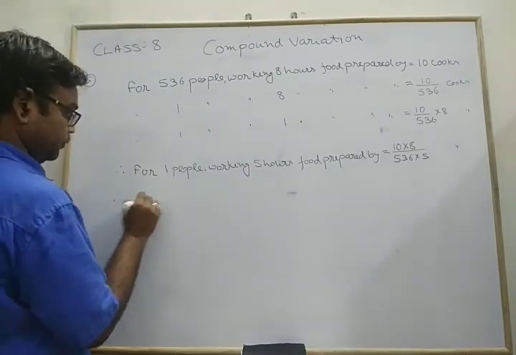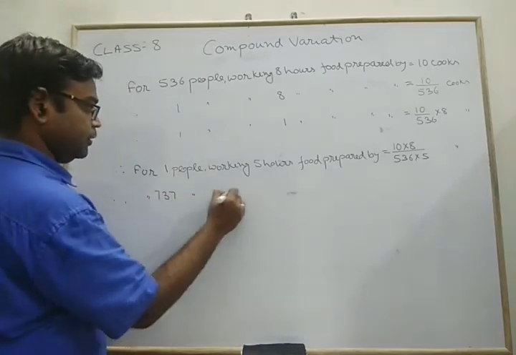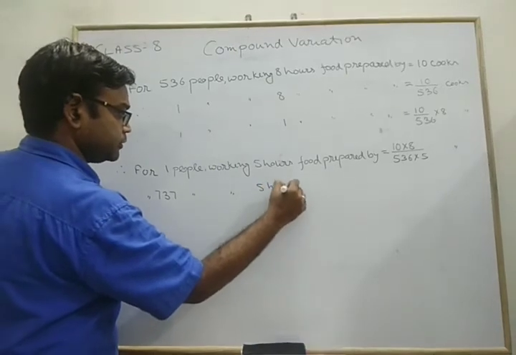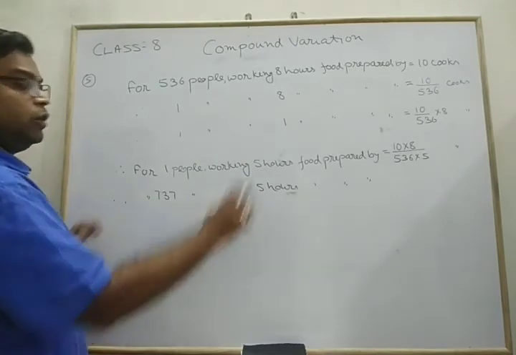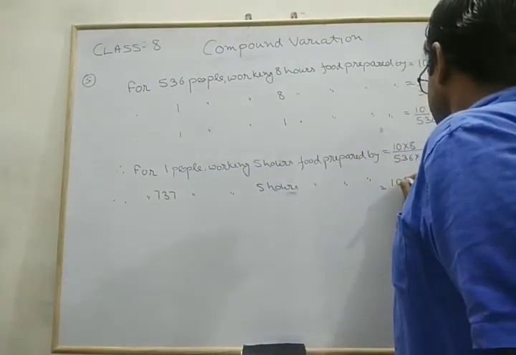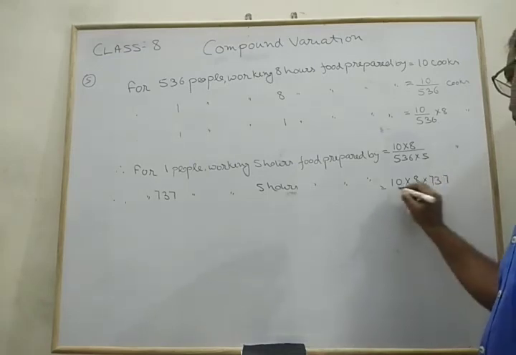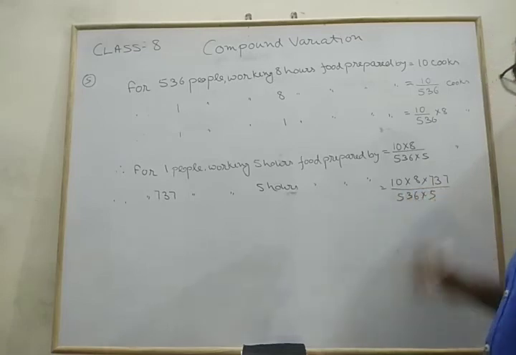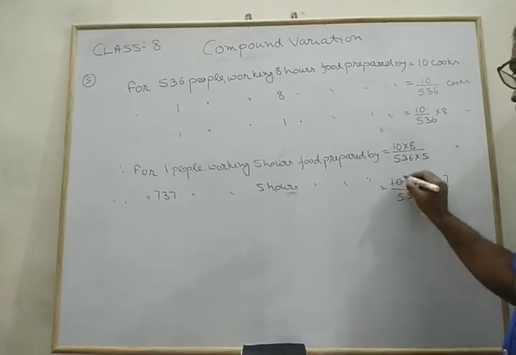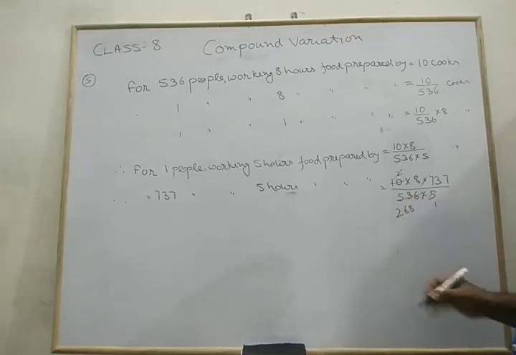So again we increase this one, that is the required number. Therefore, for how many people is given? 737 people working 5 hours, food prepared by. This is for 1 person, so more cooks are required. We do the multiplication by 737 divided by 536 into 5. Let's start the division. 5 1s are 5, 2 2s are 4, 2 6s are 12, 2 8s are, leave it as it is.